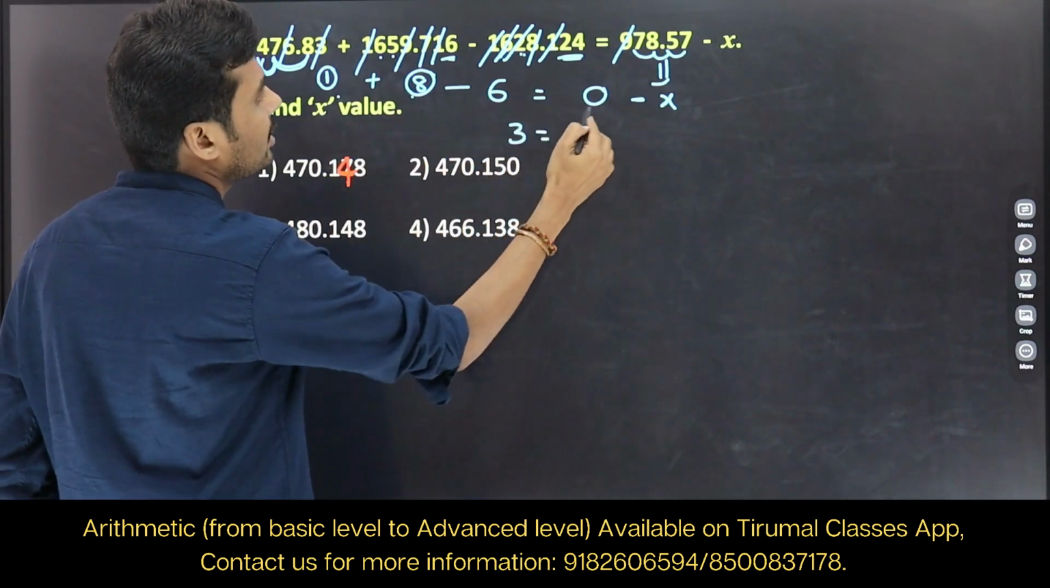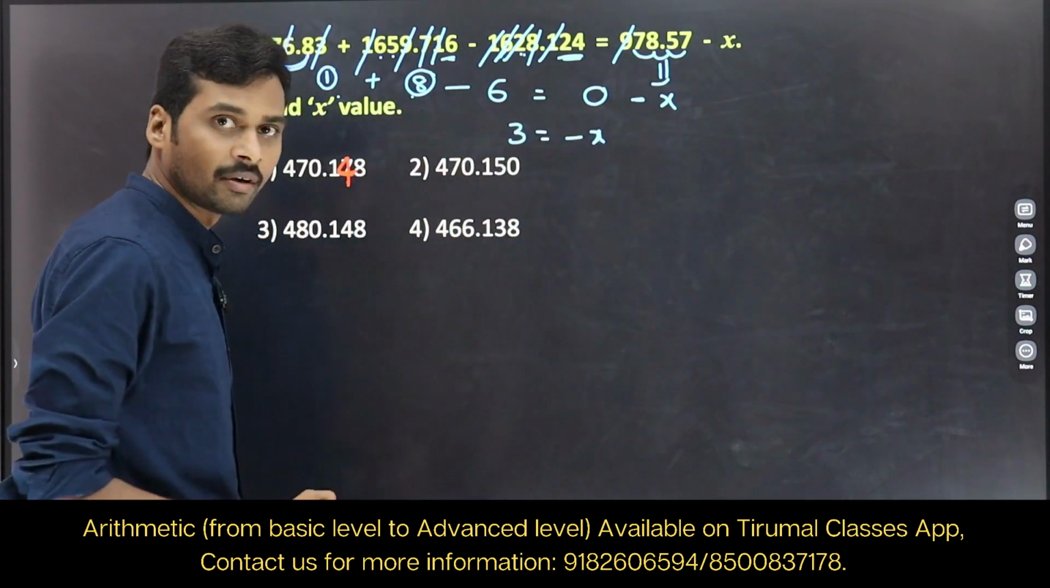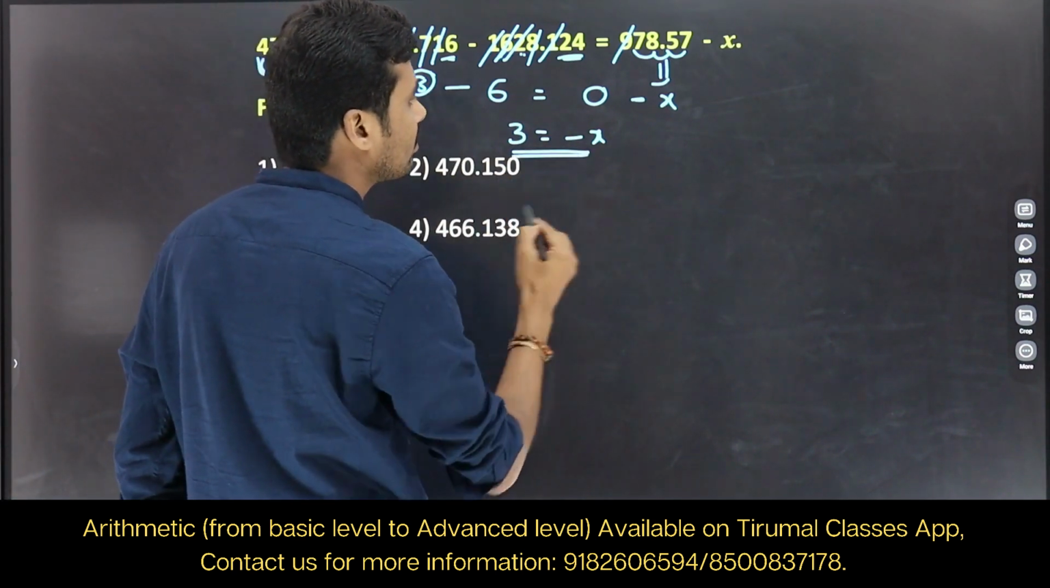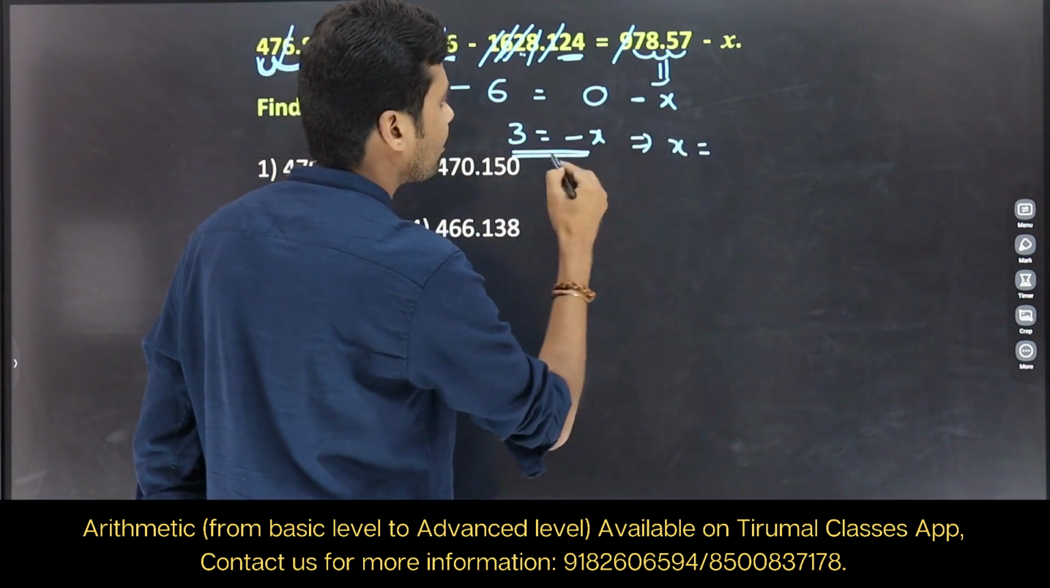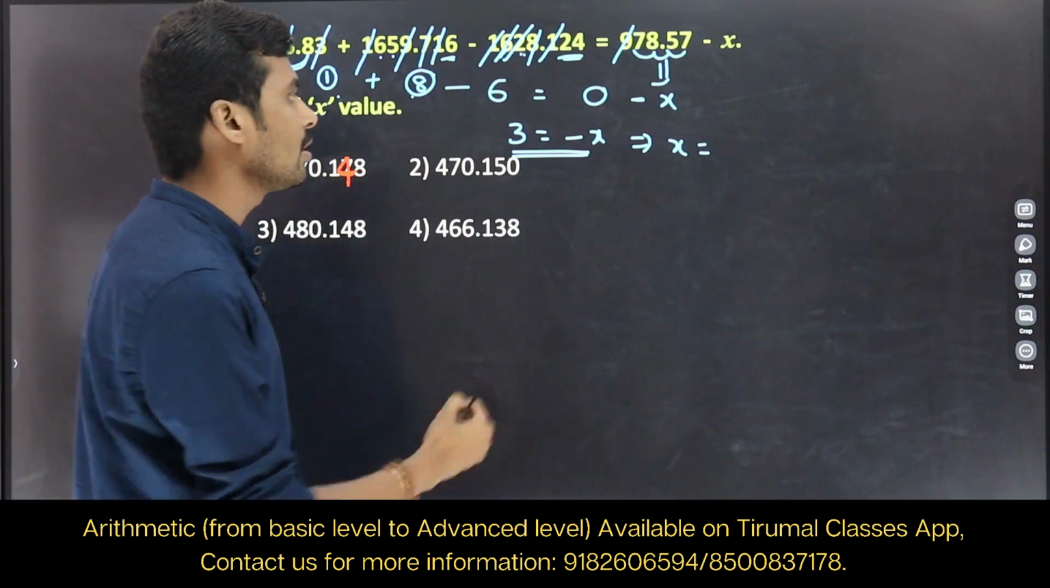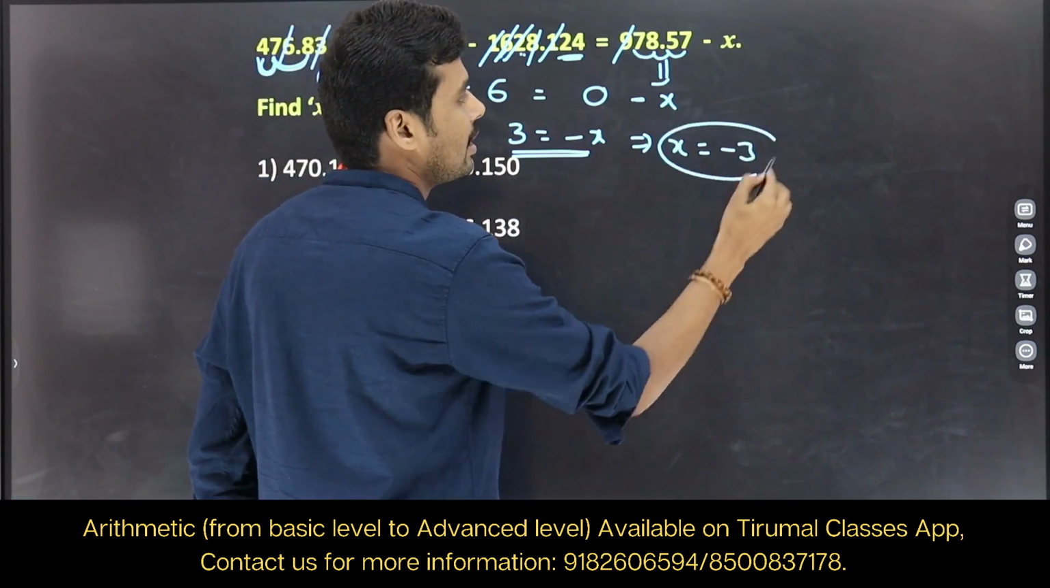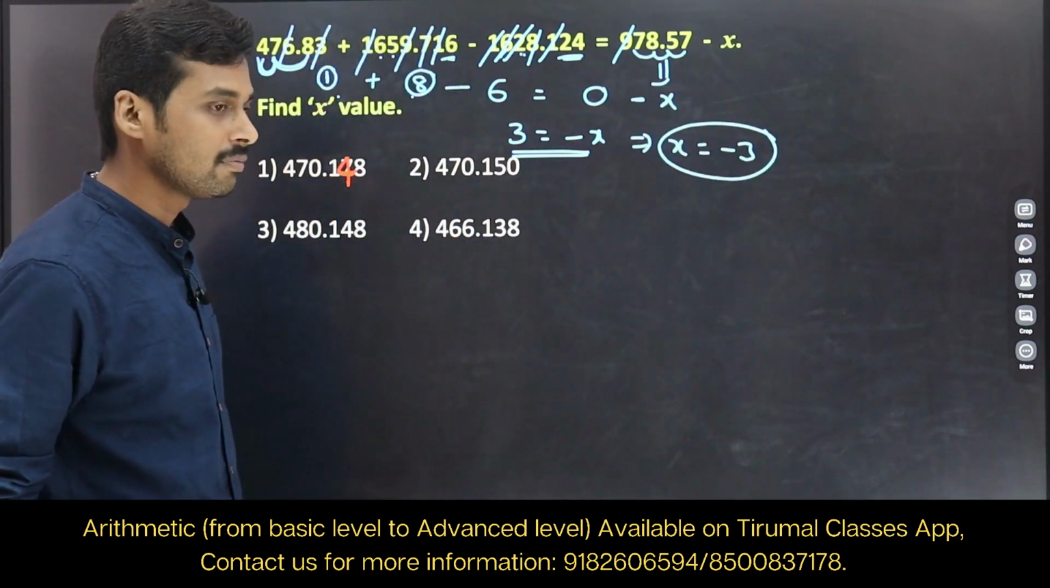Now you take this one, 8 plus 1 is 9, 9 minus 6 is what? 3. So 3 is equal to 0 minus x is equal to what? Minus 6. Minus x is equal to 3, then x is equal to what? If minus x is equal to 3, then x is equal to minus 3. The x value is equal to minus 3.